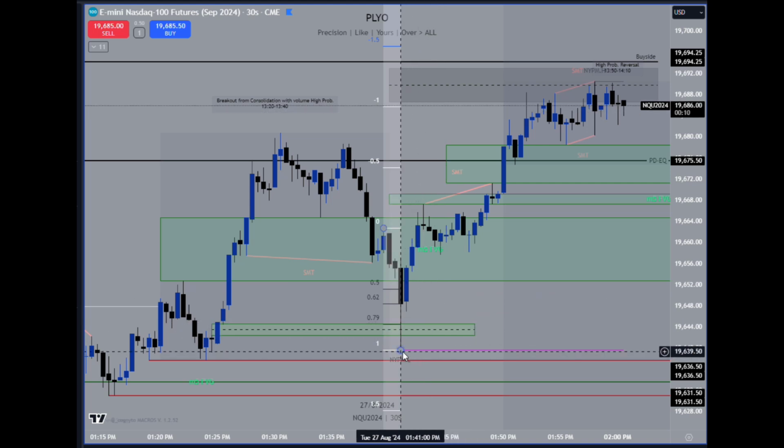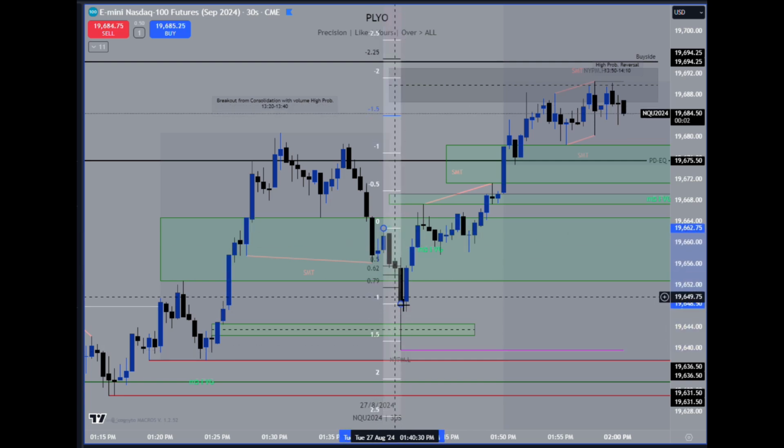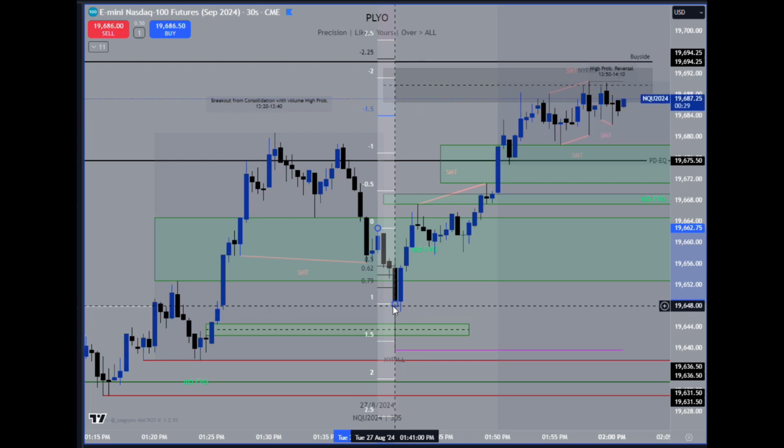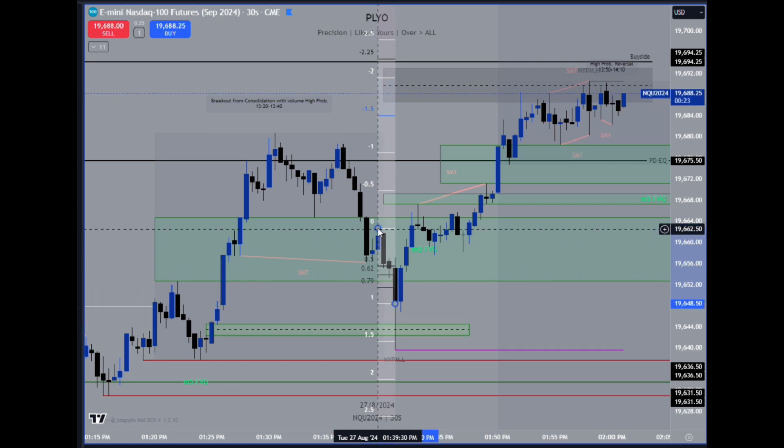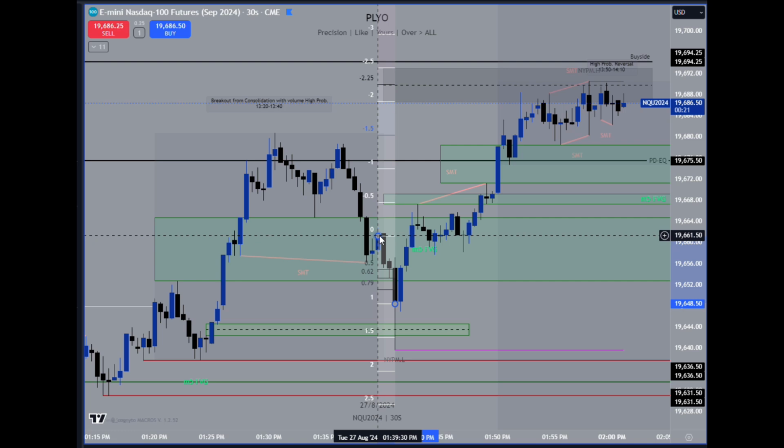But in my opinion, for you to actually get the level of precision that I'm looking for, I would do it off the bodies. So I put the 1 at the body low, or the open of this bearish candle. I'm sorry, the close of the bearish candle. And then you'd have it right here at the close of the bullish candle.